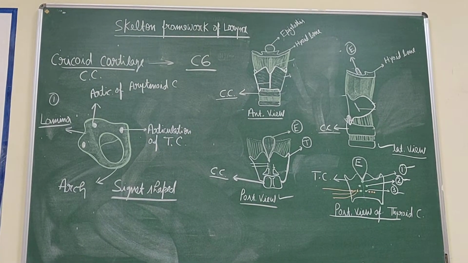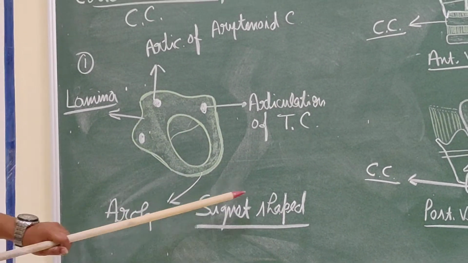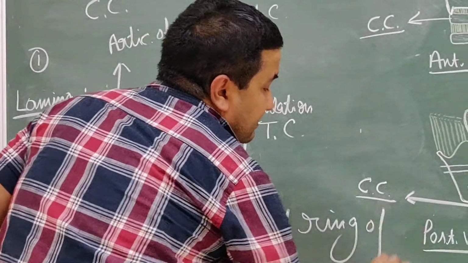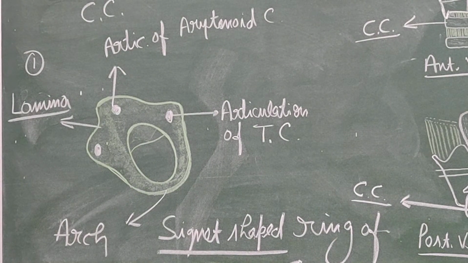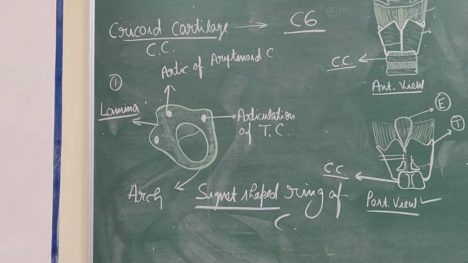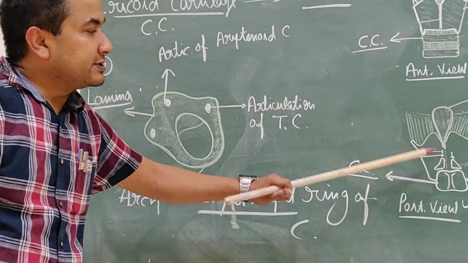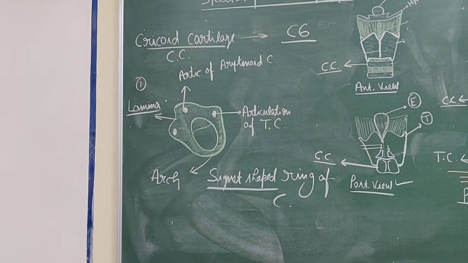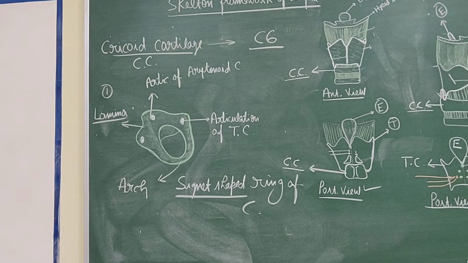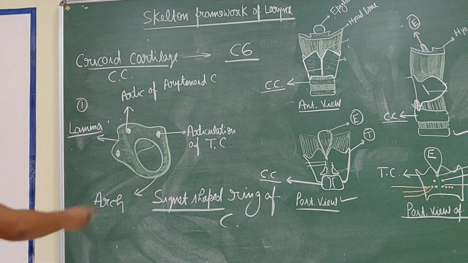This is the cricoid cartilage, a signet-shaped ring of cartilage. It is the only cartilage of the larynx that completely encircles the lumen, the cavity of the larynx. This is the lumen.